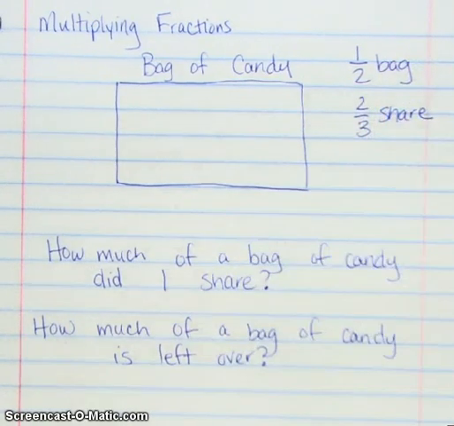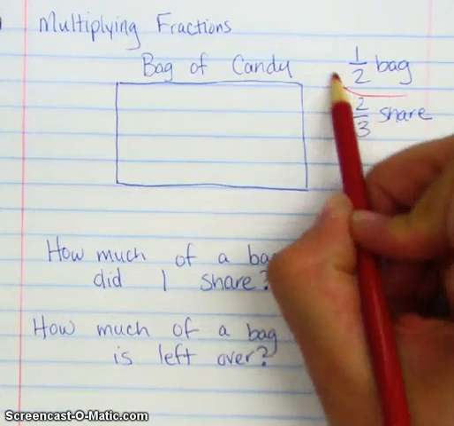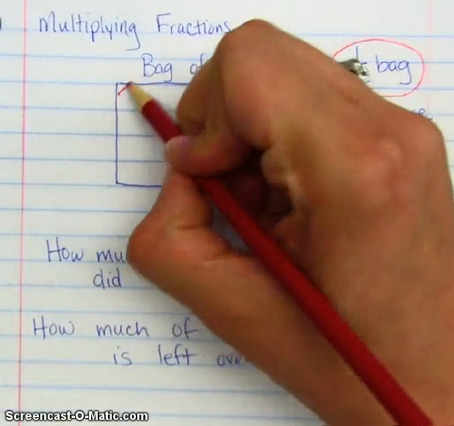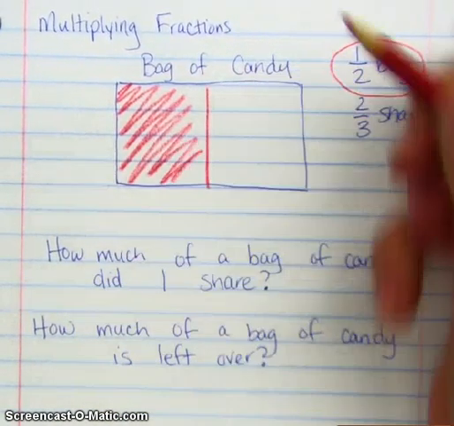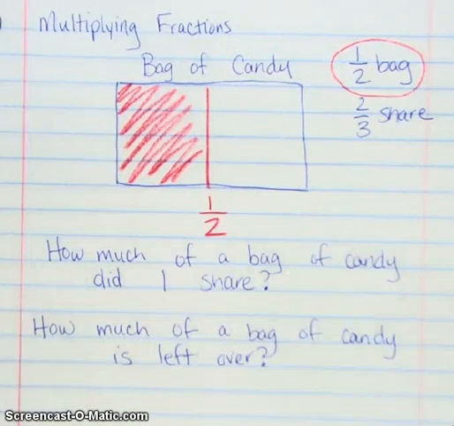Okay, to multiply fractions, we're going to start with a box to represent our problem. And I'm going to start with half of a bag. Well, I have half a bag of candy, so I'm going to draw 1/2. And if you look at this picture, it represents 1/2 in red.